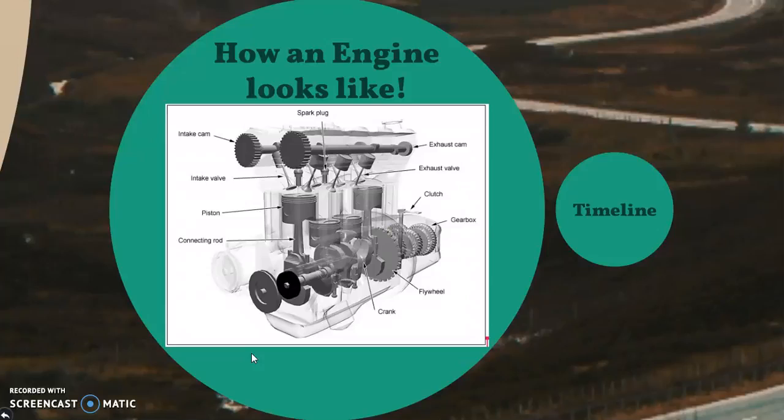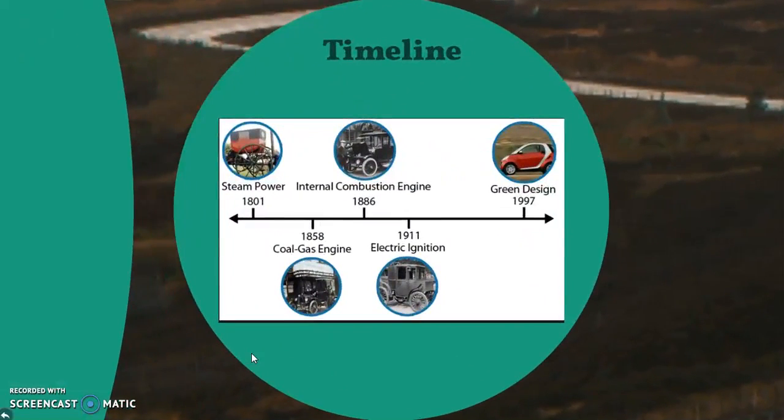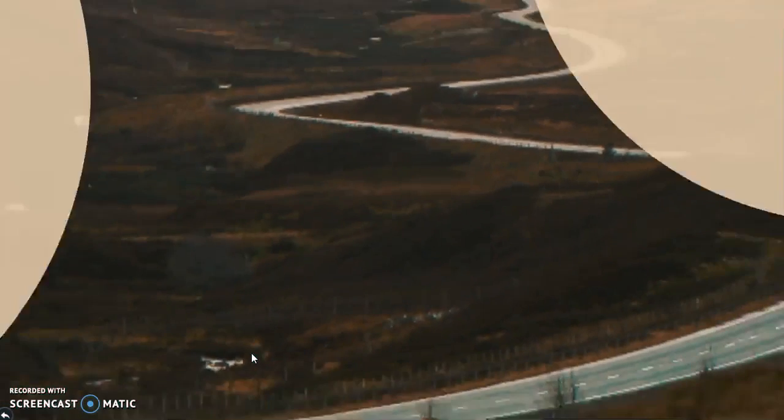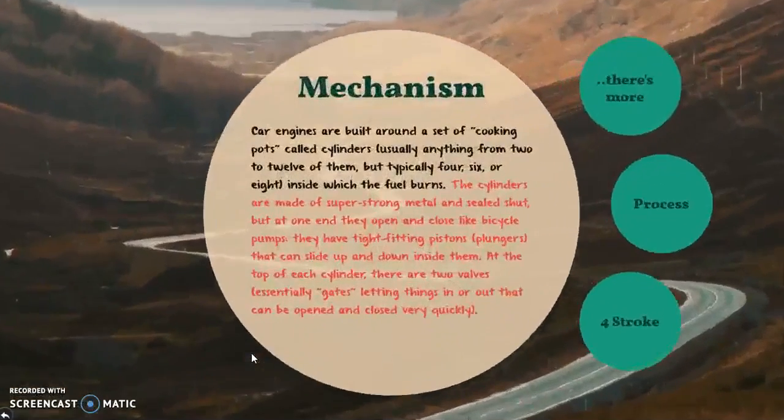Before we start with the working process, I would like to show you the timeline of how the engines have progressed over the years. We began with steam power engines long back in 1801. After that, we progressed to coal gas engine, then the IC engine or the internal combustion engine, and later we came to electric ignition. In the past 15-20 years, we have also made huge progress towards the green design or the hybrid eco-friendly engines. So now we'll start with the working process.